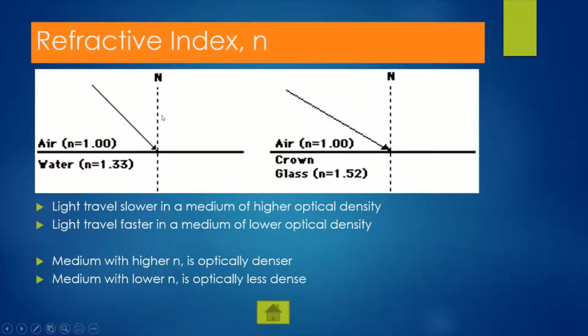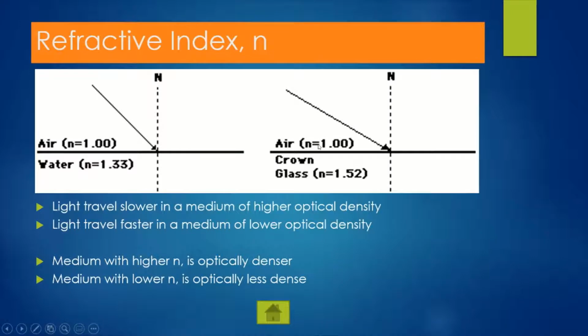Let's look at refractive index further to enhance our knowledge. This picture here shows the refractive index of air is 1 and water is 1.33. So immediately we know that water is optically denser than air. In an optically denser medium, light will travel slower. It travels slower, therefore it bends more. So in an optically denser medium, the refractive index will be higher. Like I said just now, when the optical density increases, refractive index increases.